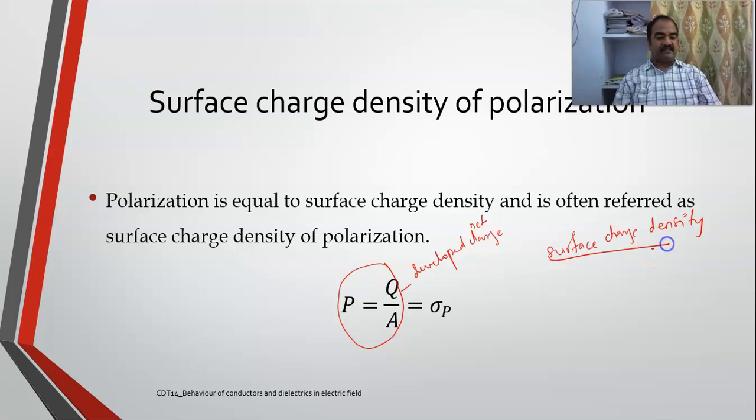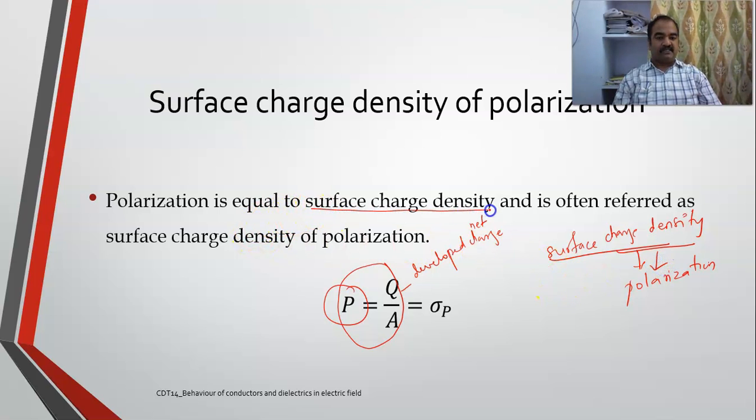And these surface charges are appearing because of polarization, isn't it? So that's why polarization is also called the surface charge density of polarization. It is equal to surface charge density and is often referred to as surface charge density of polarization. Normally, surface charges are represented by the symbol sigma. P indicates it is polarized charges.